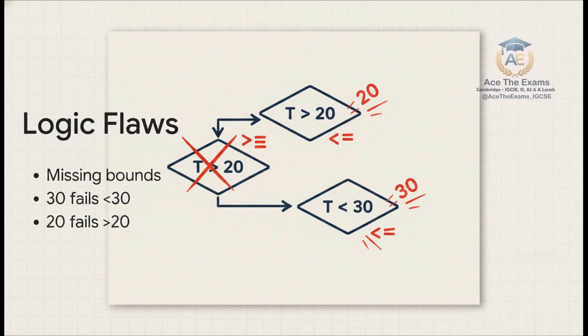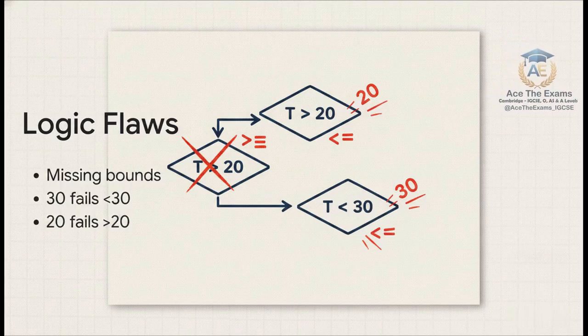And it's the exact same story for 20. It fails the T is greater than 20 check and routes straight to too low. The logical operators are completely mismatched with the acceptable range.